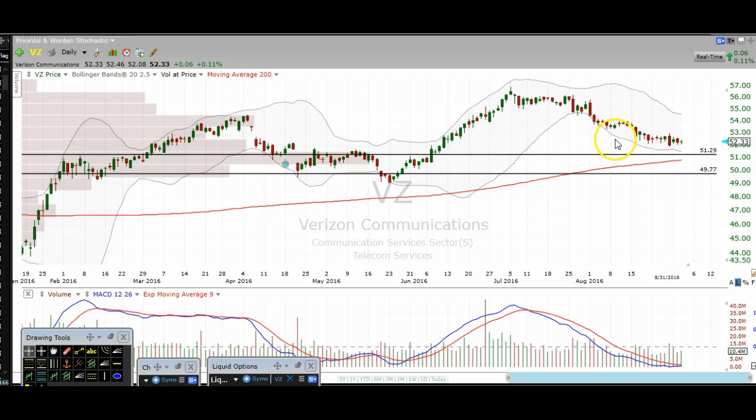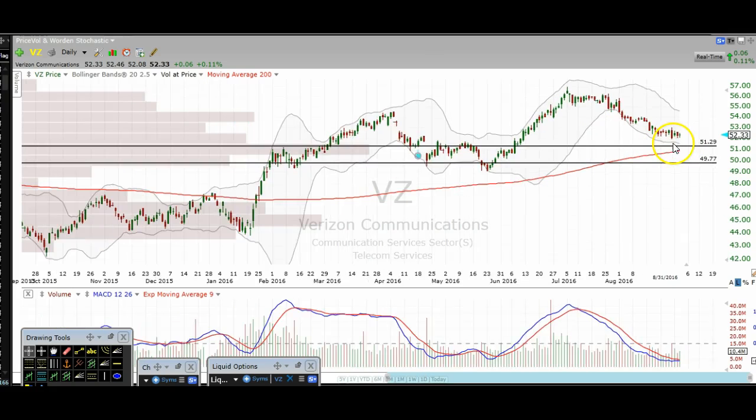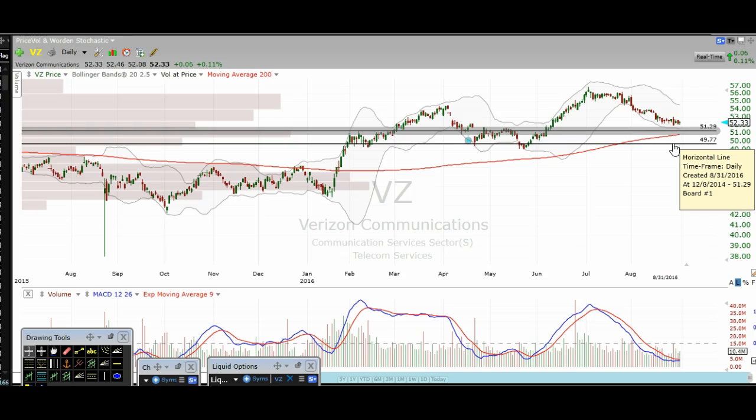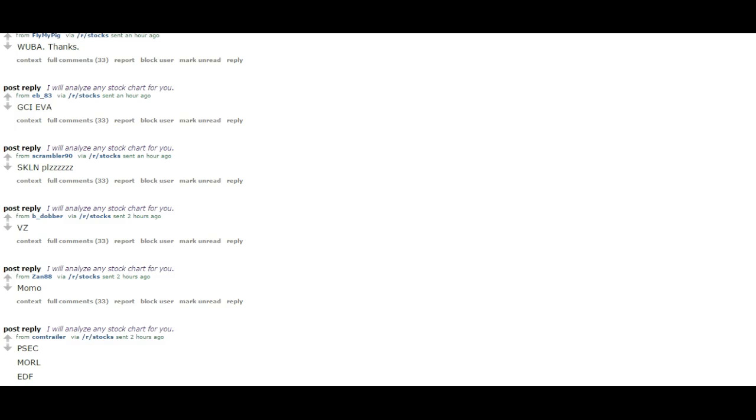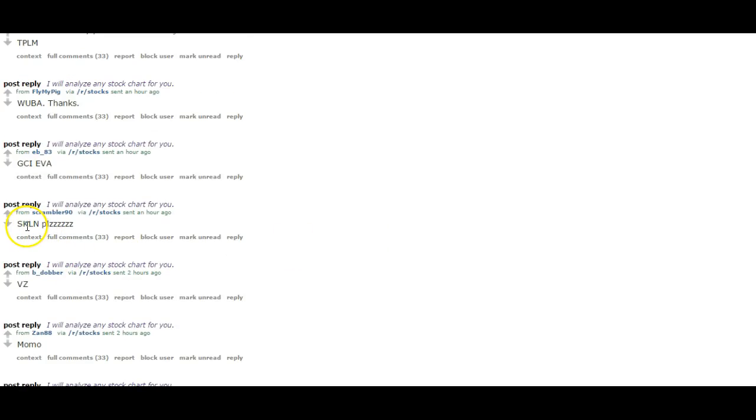We're not seeing huge selling here. It's kind of orderly. Definitely think that we can get a bounce, by $49, especially with that decent 200 moving day average right there as well. So we'll see what happens, but definitely keep an eye on those things on that chart. All right, let's check out SKLN.